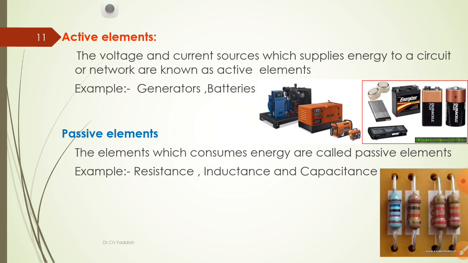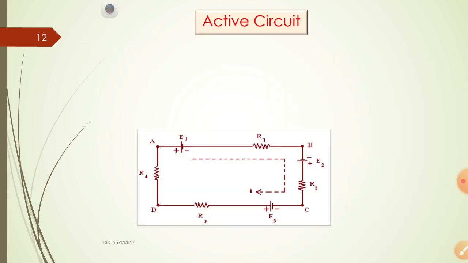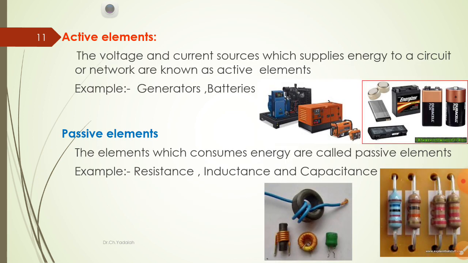You can see this is a carbon resistor, this is an inductor, and another is a capacitor. So these are the active elements and passive elements. Active elements are the voltage and current sources which supply energy to a circuit. The passive elements are the elements which consume energy.